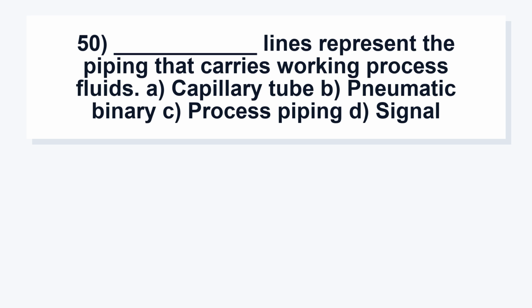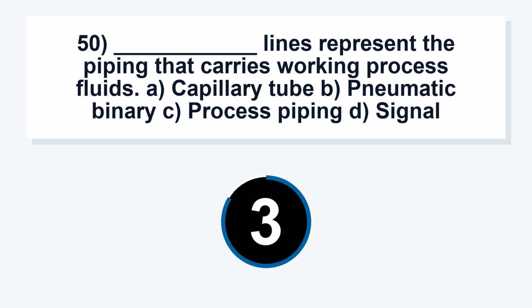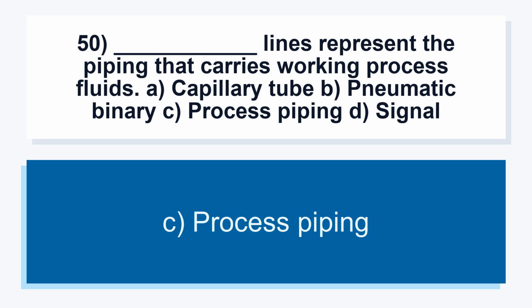50. Blank lines represent the piping that carries working process fluids. A. Capillary tube. B. Pneumatic binary. C. Process piping. D. Signal. C. Process piping.